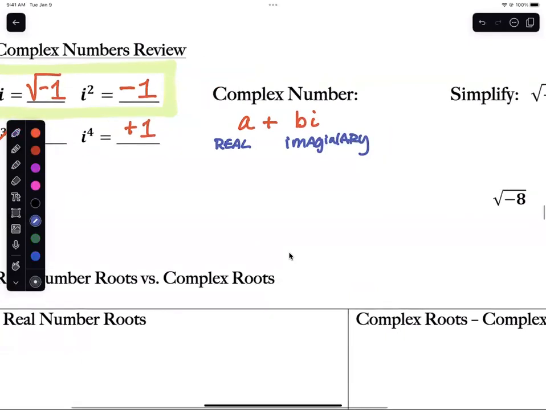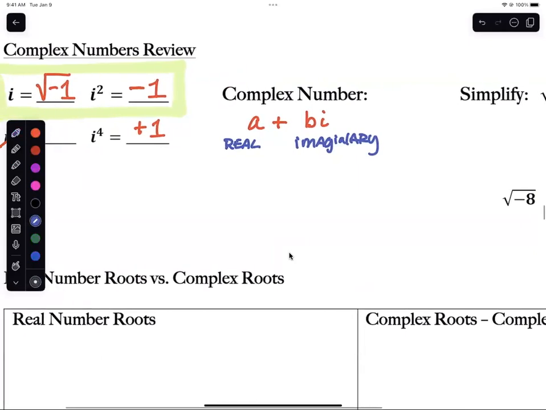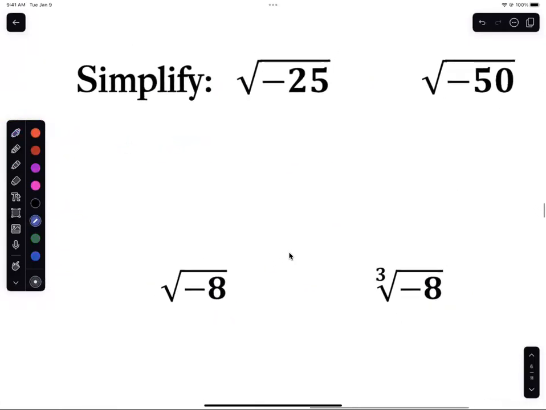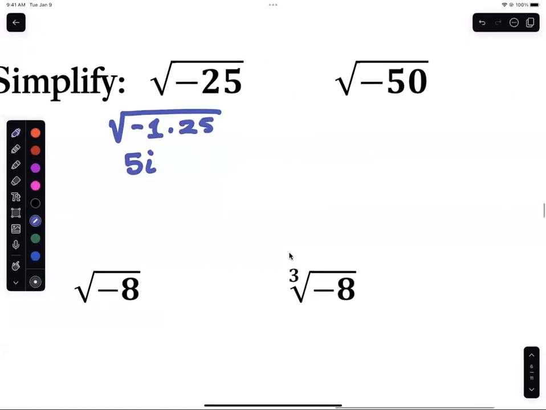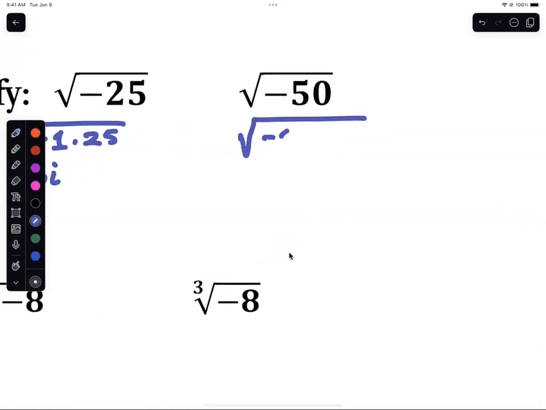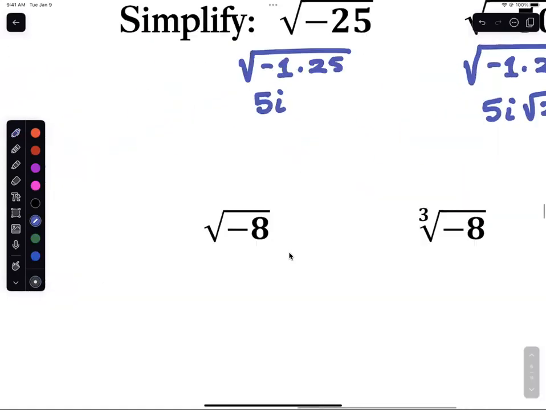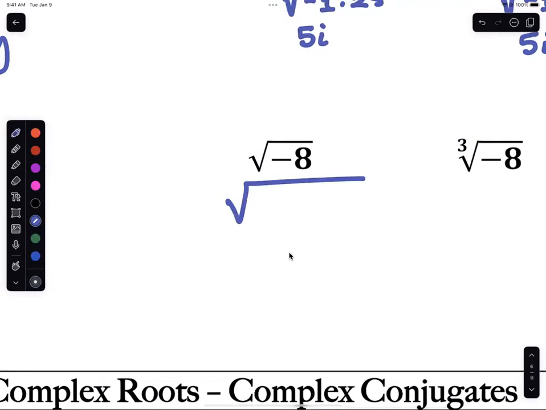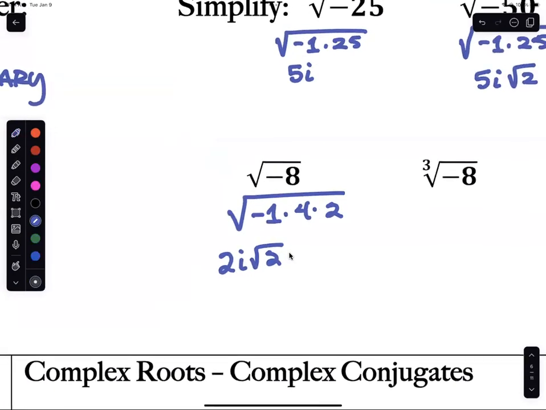And let's do a little review with simplifying imaginary numbers. So here, radical -25. This is -1 times 25, and you would simplify that as 5i. Radical -50 is -1, 25, and 2. So this would simplify as 5i radical 2. And radical -8 is -1, 4, and 2. This is going to be 2i radical 2.